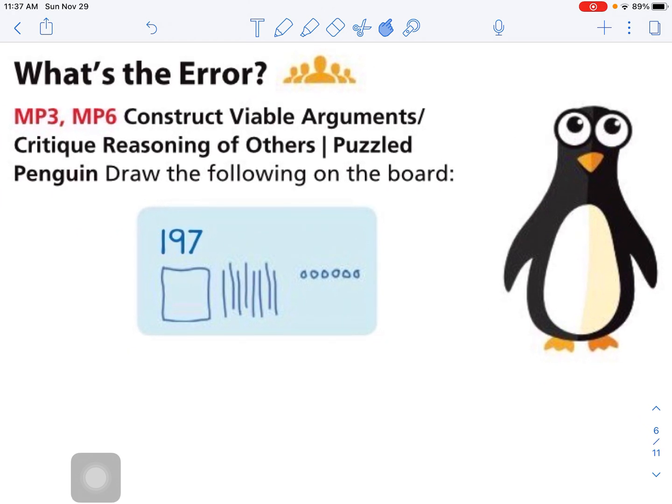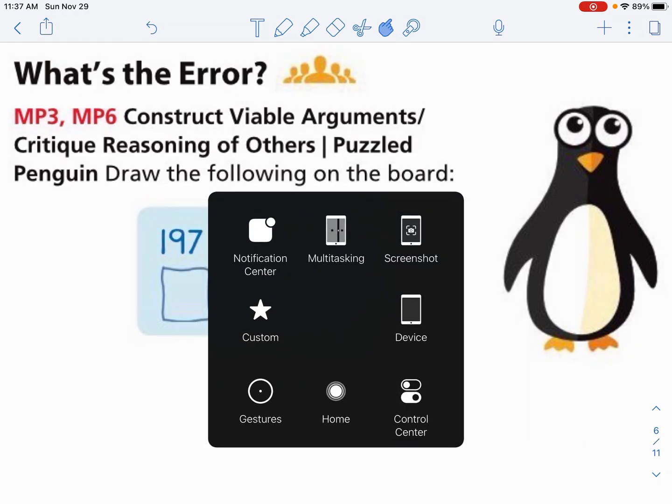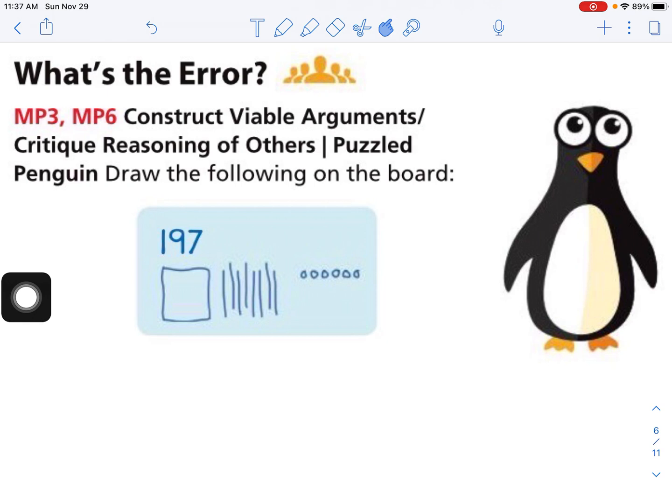So I'm going to go ahead and read it for you. What we're looking at here is the Puzzled Penguin has drawn his own proof picture for the number 197. Did he do anything wrong? Look at it closely. Well, I noticed the Puzzled Penguin has 100, so I'm going to represent that right here. But then when I come over here to count, this is where I start to actually kind of wonder.